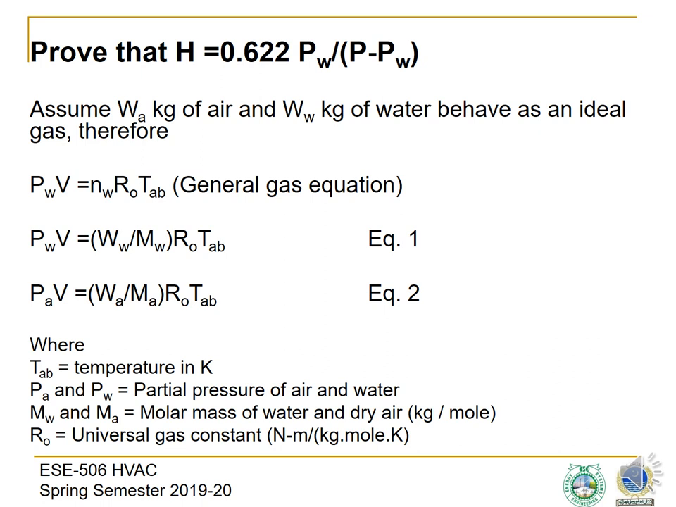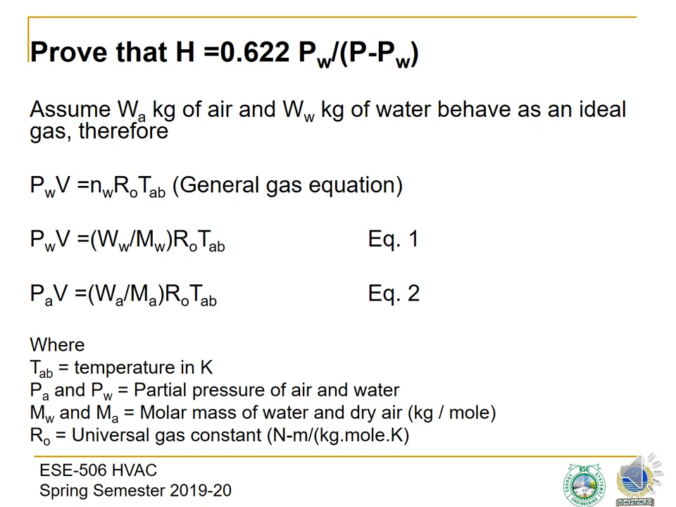So the general gas equation is PV equals nRT, and for the water, we will use a subscript for water. PwV is equal to Ww over Mw into R naught into T absolute. T absolute means degree Celsius plus 273.15. And for air, we can write Pa into V is equal to Wa over Ma into R naught into T absolute.